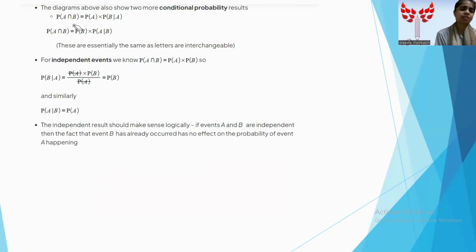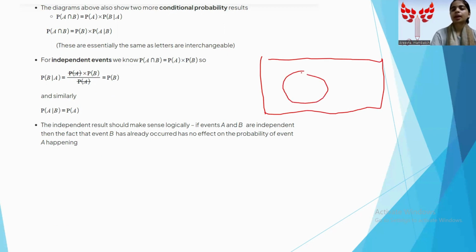Now for independent events, you know that probability of A intersection B will be probability of A into probability of B. We have talked about this in the previous video, but for those who do not know, what are independent events? Let me draw a Venn diagram and explain it. Basically, independent events are events whose probabilities do not depend on each other.